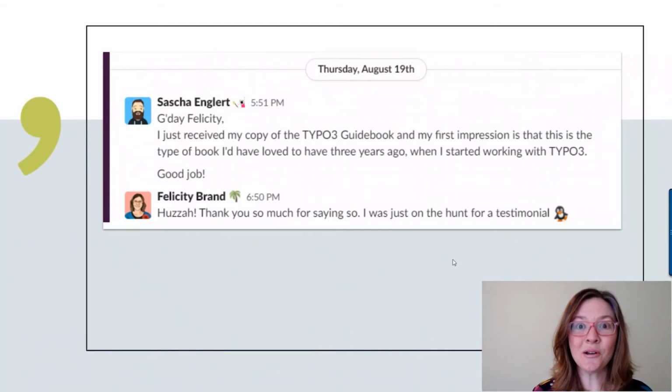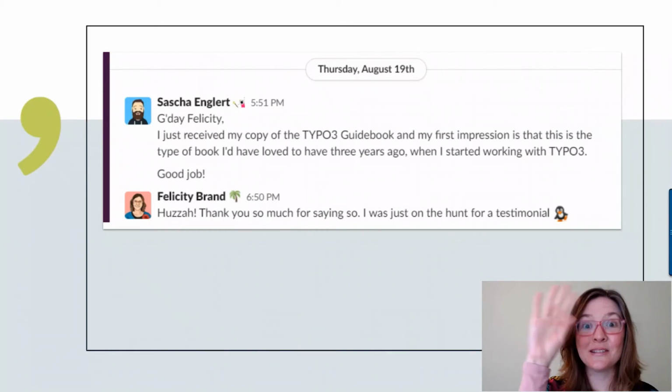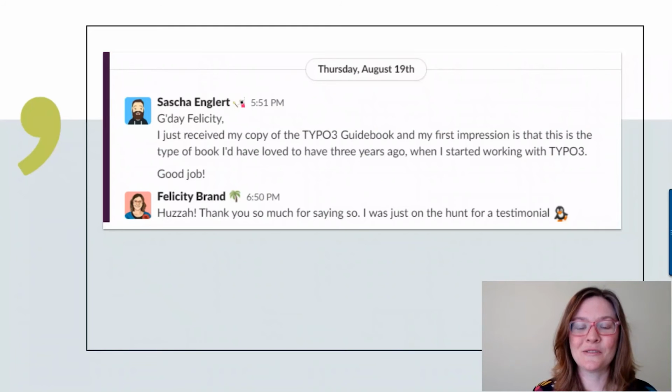This is a totally unsolicited thank you that I got from a developer in the community. This is not a doctored screenshot. It's from Slack, and it's Sasha saying that he liked the book and he wished he had it when he was learning TYPO3. So one happy customer.